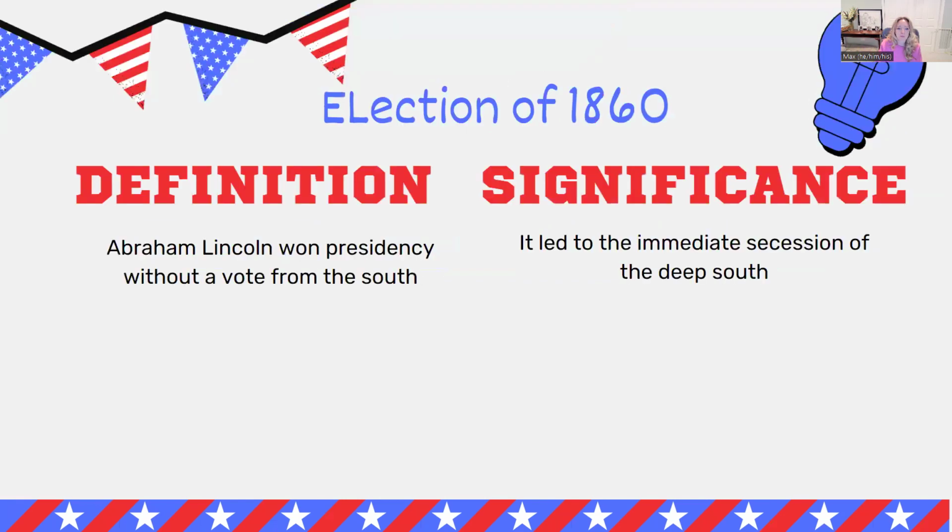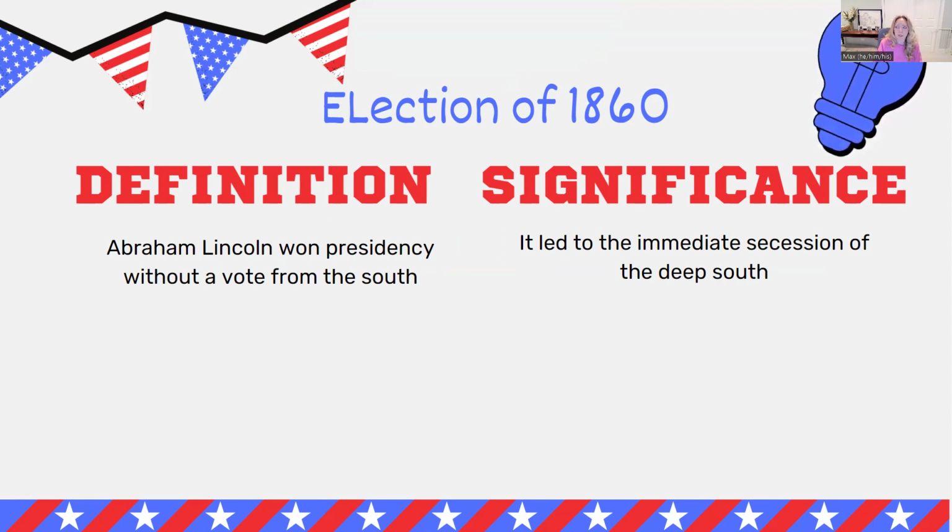Election of 1860. So this is the final straw for the Southerners. This is when Abraham Lincoln, who has now been painted as a radical abolitionist, because right before that, when he was going for congressman in Illinois in the Lincoln-Douglas debates, Stephen Douglas, who was one of those Northern Democrats, painted him as part of this new Republican Party as a radical abolitionist.